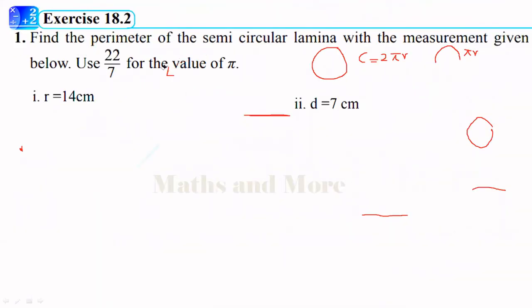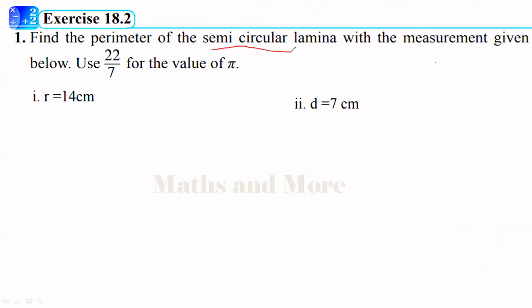Look at this problem in the exercise. Find the perimeter of a semicircular lamina with the measurements given below. Radius is given. Semicircle means half of a circle. So let's see how to get the perimeter. They ask the perimeter.